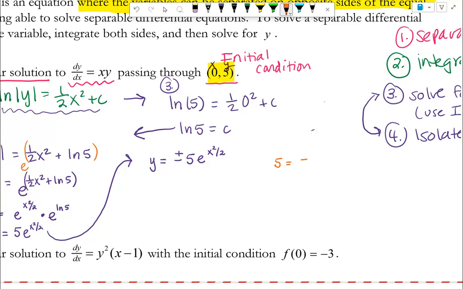Let's just check positive first. I have a hunch it's going to be positive. This becomes 5 equals 5 times 1, which is positive 5. So we do want the positive here. If I use the negative 5, I would have gotten y equals negative 5. So our final solution to this differential equation is the positive one.